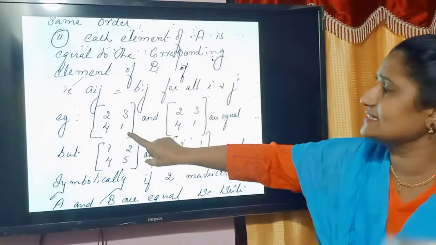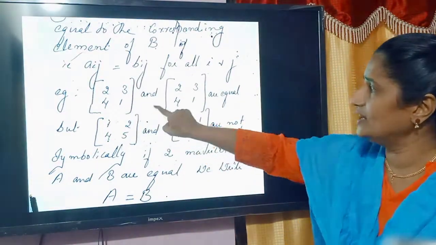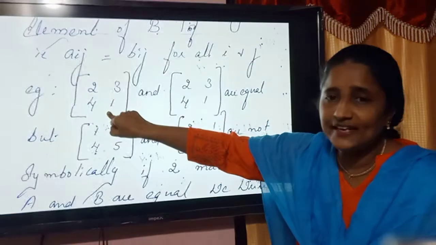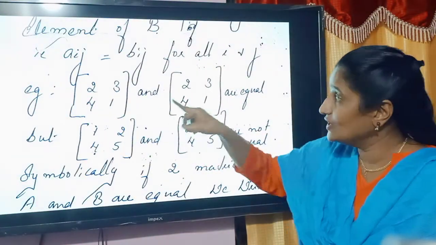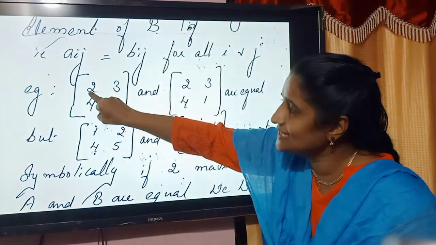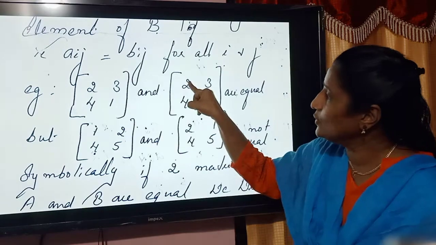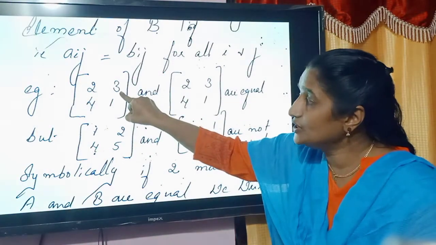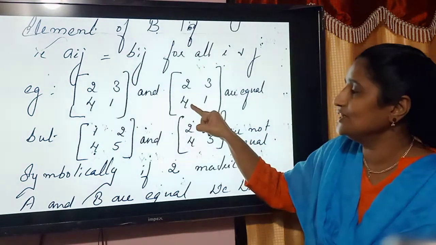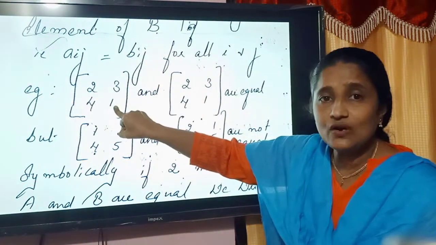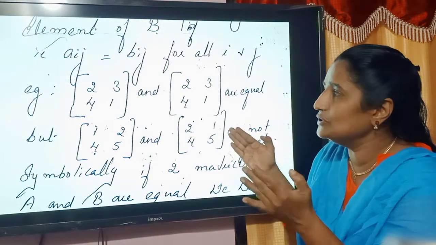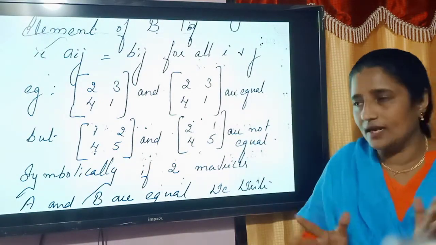Considering this example, 2, 3, 4, 1 and 2, 3, 4, 1. Clearly we can see the order of the first matrix is 2 by 2. The order of the second matrix is also 2 by 2. The first element A11 is 2, here also A11 is 2. A12 is 3, A12 is 3. A21 is 4, A21 is 4. A22 is 1, A22 is 1. So, comparing, we can see that these two matrices are equal.